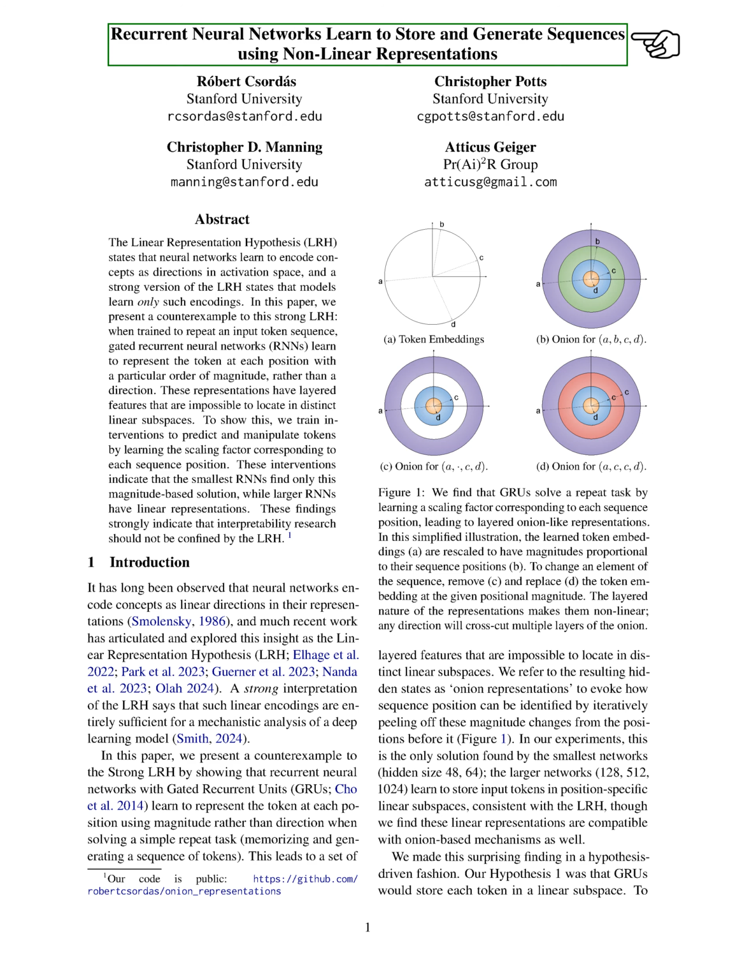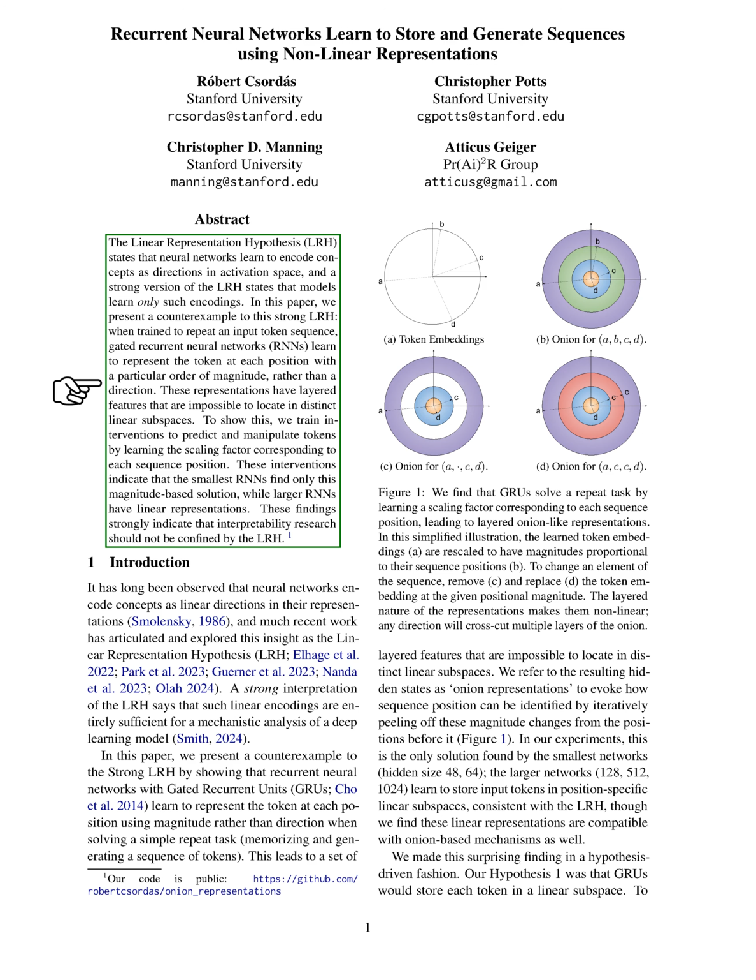Section: Introduction. In this section, we discuss the linear representation hypothesis, LRH, which suggests that neural networks represent concepts as linear directions. A strong interpretation of the LRH claims that these linear encodings are sufficient for analyzing deep learning models. We present a counterexample to this strong version by demonstrating that gated recurrent units, GRUs, learn to represent tokens based on magnitude rather than direction when performing a simple task of memorizing and generating sequences.